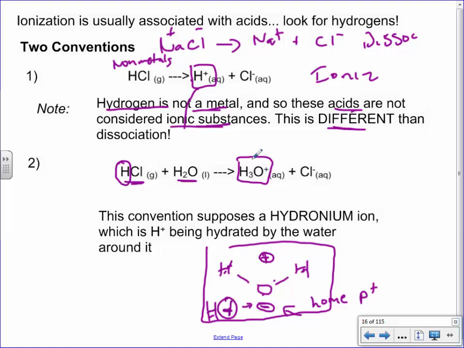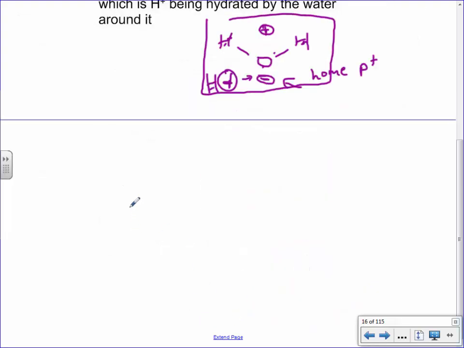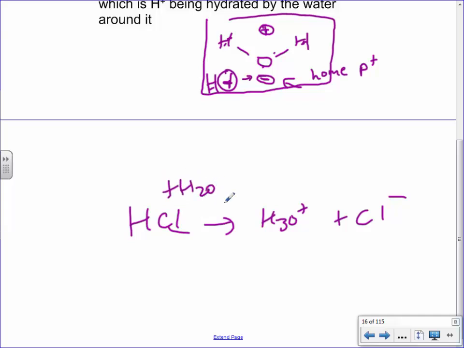In order to call it a hydronium though right here, it wouldn't be fair to say HCl goes to H3O plus Cl minus. Why would that not be fair to write it like that? It's not balanced, right? You'd have one H forming 3, and you'd have one chlorine forming 1, but then you have O's coming out of nowhere. So in this convention here, when we ionize stuff, sometimes we decide to include water as a reactant. Is it really a reactant though? No, because the water itself didn't change. It's just housing the extra proton.